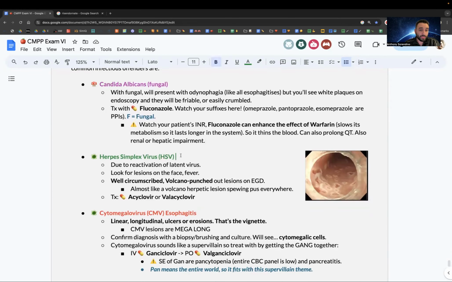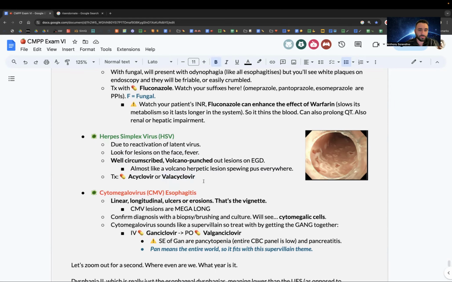The other one is herpes simplex. So you're going to look for lesions on the face and a fever on your vignette. You're also going to see well-circumscribed volcano punched out lesions on an EGD. So big, not red flag, but something to look out for herpes. You're going to treat this with acyclovir or valacyclovir. Valacyclovir, I believe, is just the prodrug, so you can use either of those. Those are antivirals for herpes.